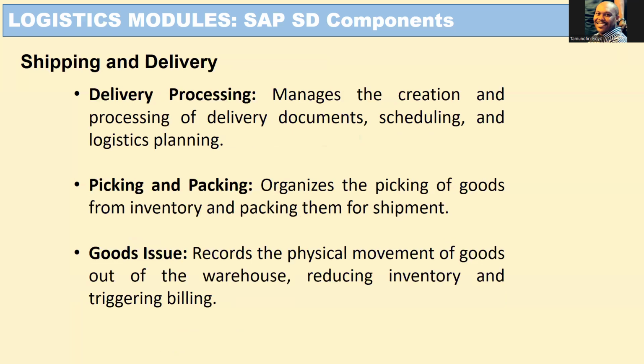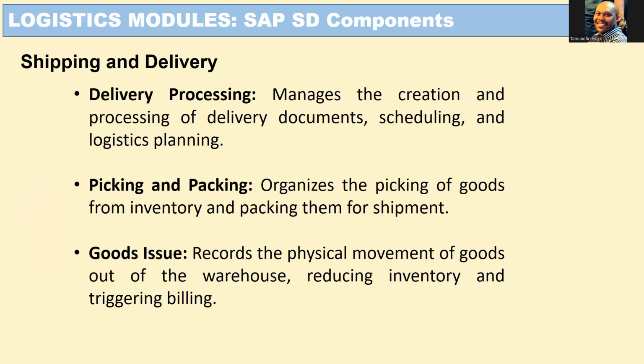Then we have the shipping and delivery, which is one of the components of the SAP SD model, which deals mainly with delivery processing, picking and packing, and goods issue. I'll just dwell more on the goods issue. Once a product leaves your warehouse, you have to do what we call the goods issue, which is going to reduce the inventory. Basically, the goods issue is just stating that a product has left your warehouse.